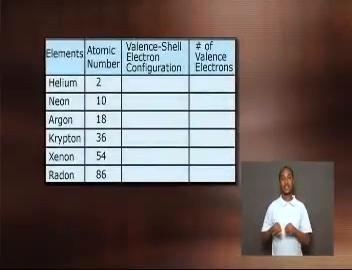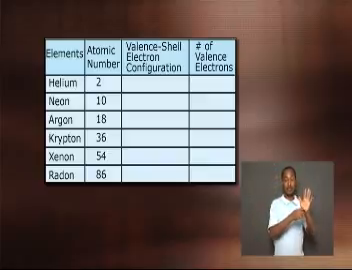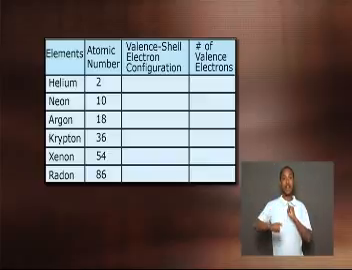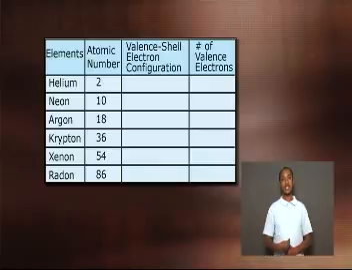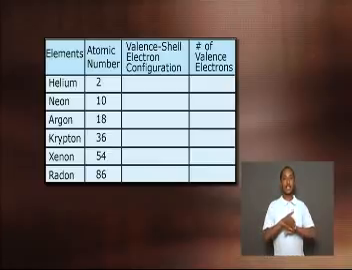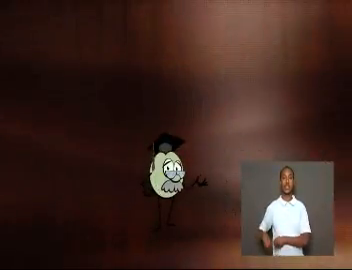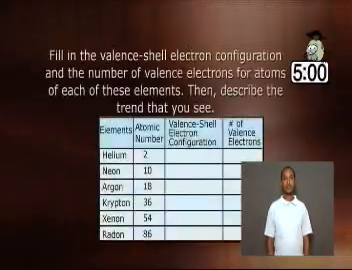Students, have a look at this table. Please fill in the valence shell electron configuration and the number of valence electrons for atoms of each of these elements. Then, describe the trend that you see. Students, let's get ready. Begin.